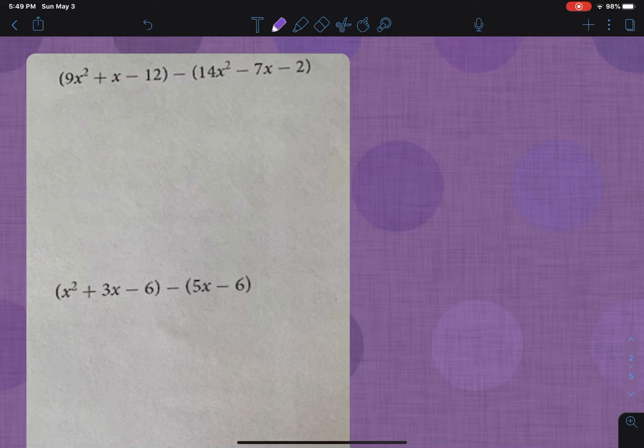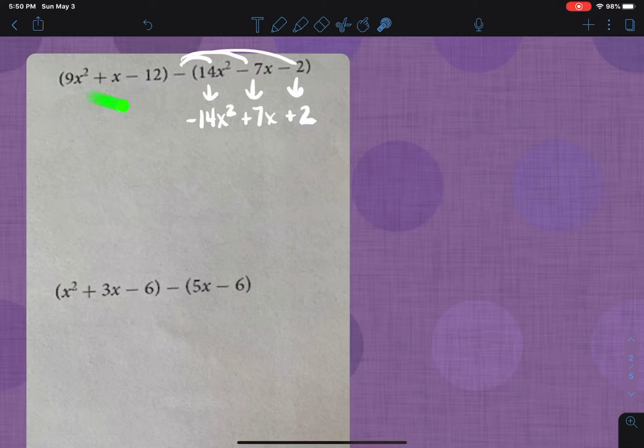So first of all, in this first problem, this is what we have to go through and distribute that subtraction to. So I have to make sure I change the sign for each one of those. So positive 14x squared is negative 14x squared. Negative 7x is positive 7x. And minus 2 is plus 2. So I took care of my first part. I've distributed the subtraction sign.